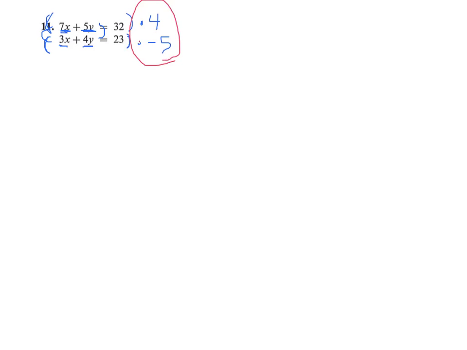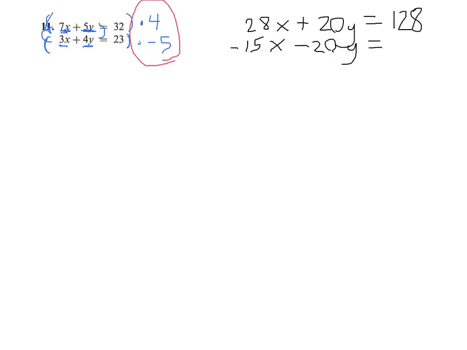Okay, so here's what I get. Multiply the entire first one by 4. I get 28x plus 20y equals, and a lot of people forget to multiply that one on the right. 4 times 32 is 128. Okay? Now we multiply the second one by -5. -15x minus 20y equals, and then -5 times 23 is -115.